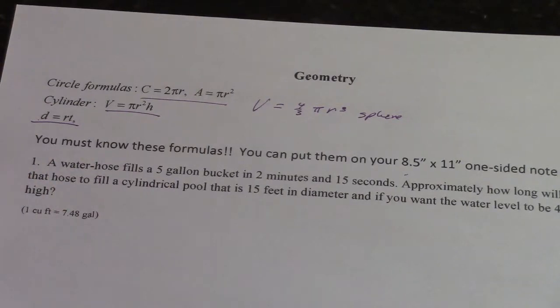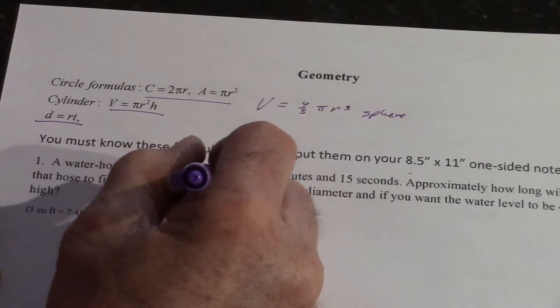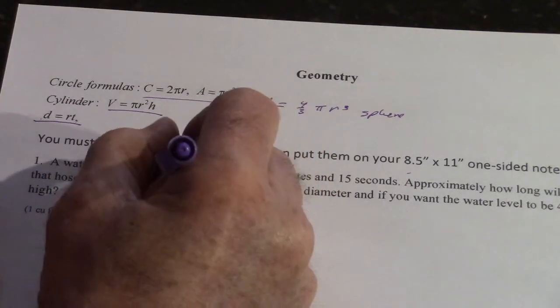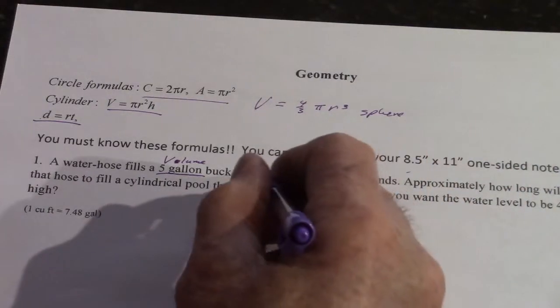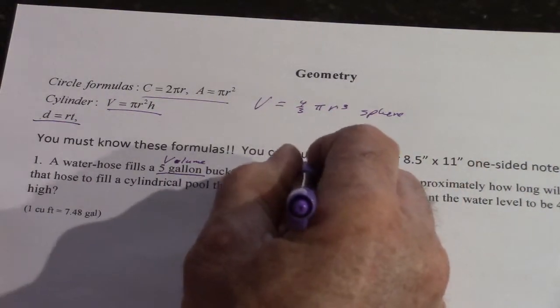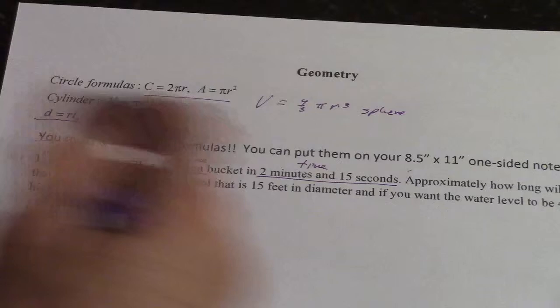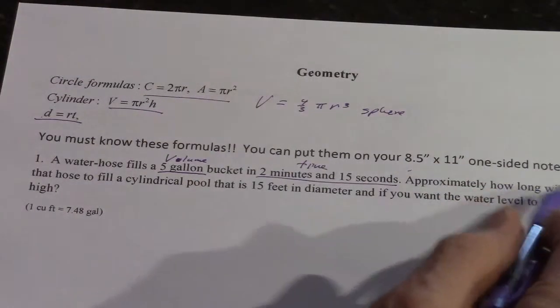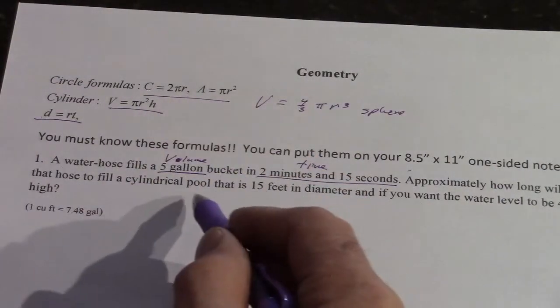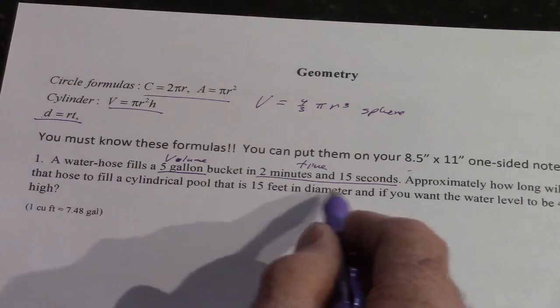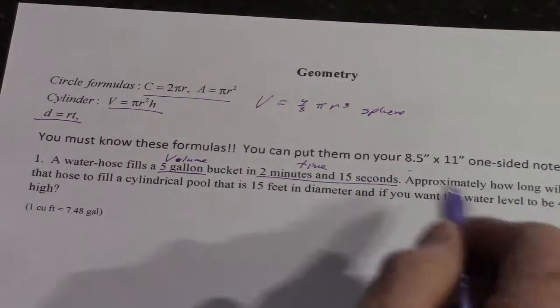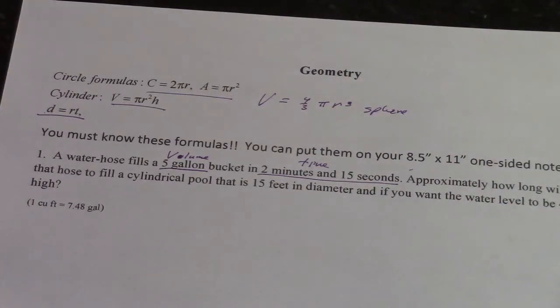Well, this tells you a volume that can be filled. 5 gallons is a volume. The volume of water and the time it takes. So it gives you information on the time for a given volume. Now we want to approximate how long it will take to fill a cylindrical pool that's 15 feet in diameter with a water level of 40 inches. So it gives us a volume. So we're looking for the time for that volume.